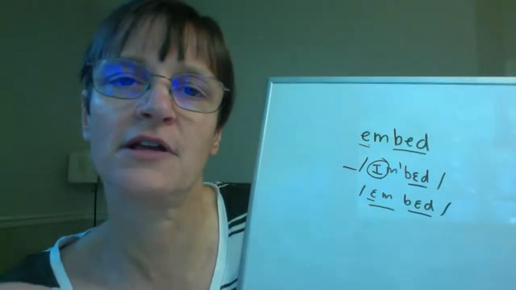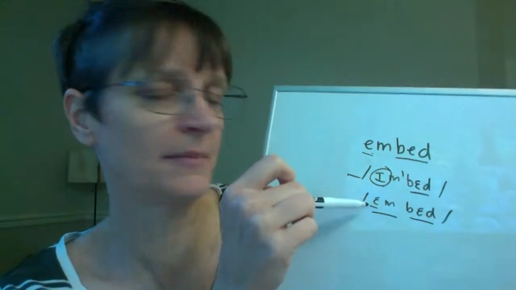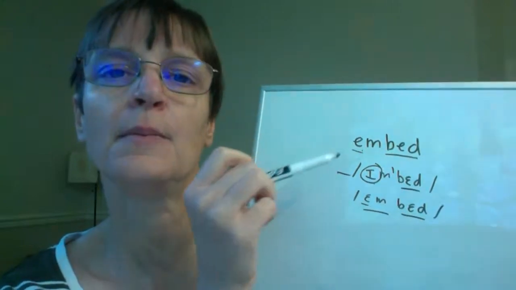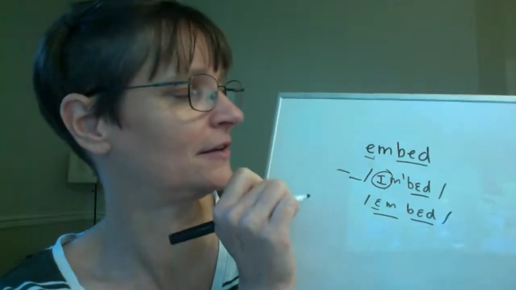Oftentimes when we see the letter E, we think of the vowel eh. If you asked someone how to pronounce it, they might tell you it had that vowel at the start, but with the way they're actually pronouncing it when they're talking, they might be saying the I vowel, embed. Great question, thank you.